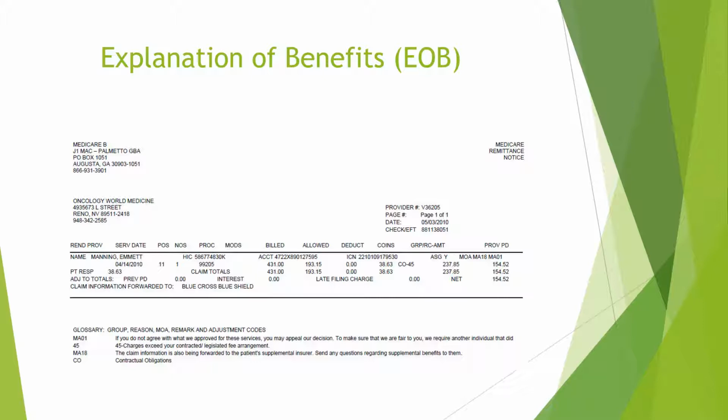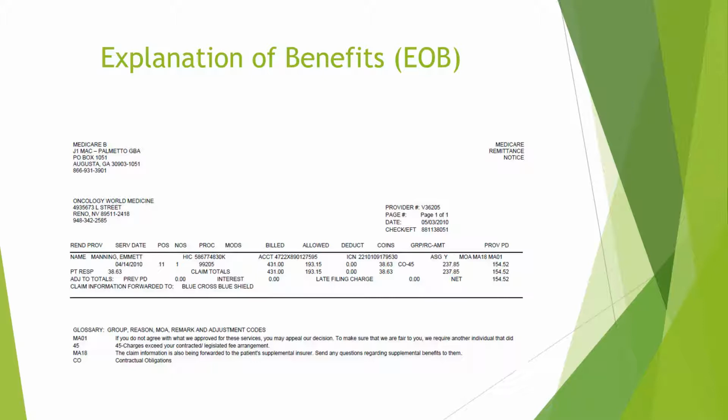And then over to the right, we have our provider payments, what the insurance paid. There are some group numbers over at the top. There are other codes that are MOA, there's MA18, MA01. So when you look at an EOB, you have to look at the whole process of the EOB.